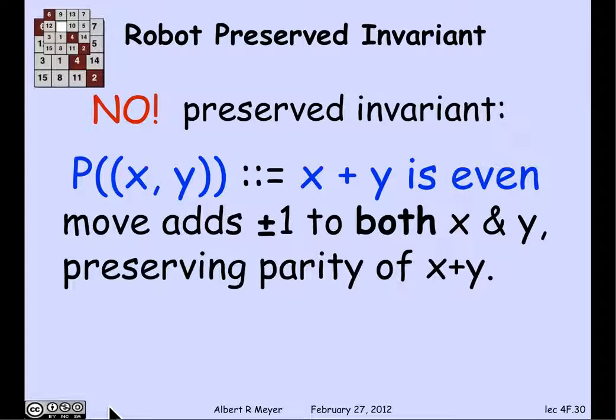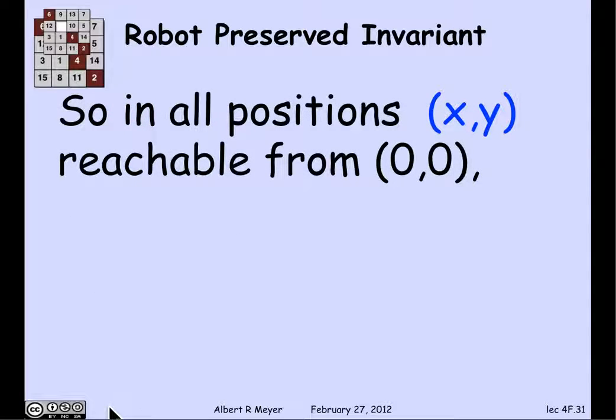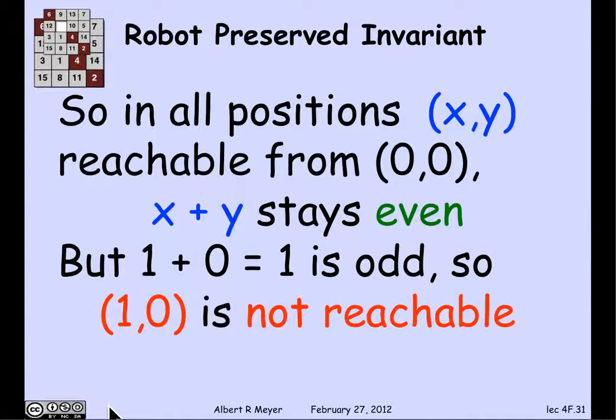And as a matter of fact, if it was odd, it stays odd. Moves actually preserve the parity of x plus y. But the invariant is that x plus y is even. Now, what else is the case? Well, 0, 0, 0 plus 0 is 0, which is even. And so we're in a Floyd invariant principle case where all the positions you can get to from the origin 0, 0, which has an even sum, have to have an even sum. And since 1 plus 0 is odd, you can't get to that square. It's not reachable.